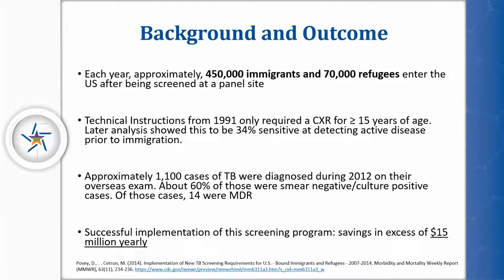About 1,100 cases of TB were diagnosed, and they just looked at 2012, in their overseas exam. About 60% of these were smear negative and culture positive. Of these cases, 14 were MDR. So basically what they found was that just by adding the sputum, there was successful implementation of this part of the screening program, which was able to save the US in excess of $15 million annually in treatment.